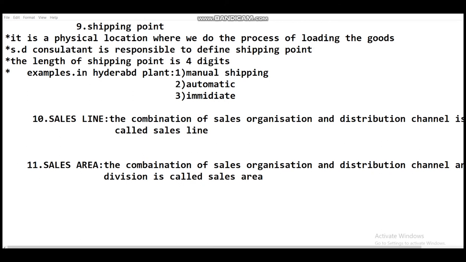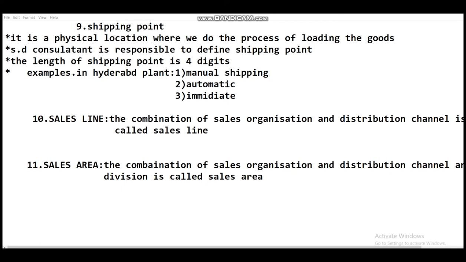In a manual shipping point, people will load the goods. For example, don't take the cars, let's take OnePlus mobiles. In the OnePlus mobile manual shipping point, people will load the boxes into the vehicles. In automatic, obviously machinery will load the goods into the vehicles through robots, etc. Machineries will load the goods at the shipping point.